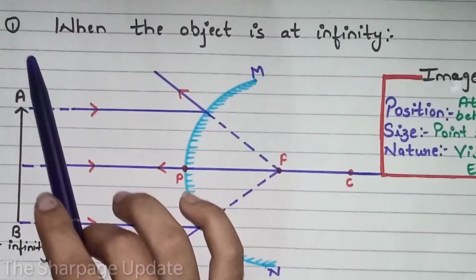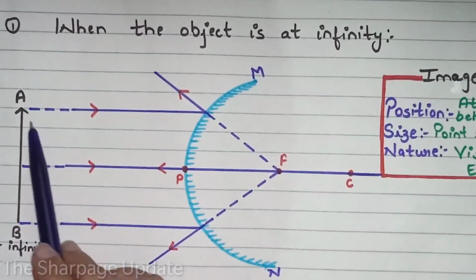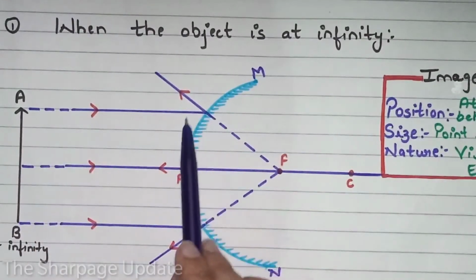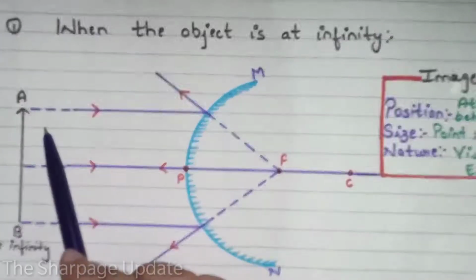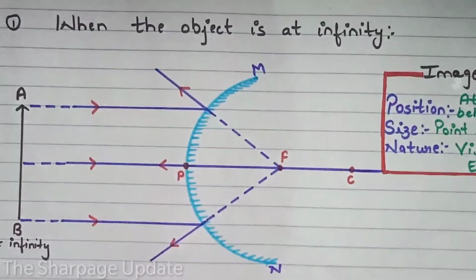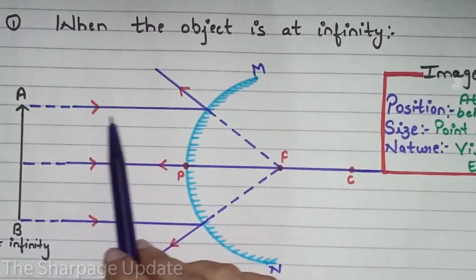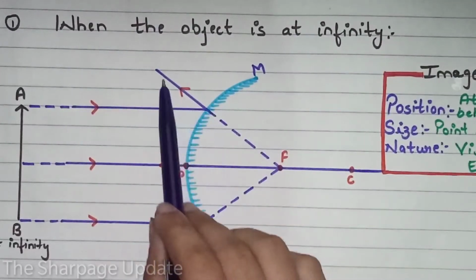Students, as we can see in this diagram, we have placed the object at infinity. As you can see, the object is AB and is placed at infinity. Now, a ray of light which is incident on the convex mirror diverges in the other direction. As you can see, this ray diverges from the mirror because the convex mirror is a diverging mirror.